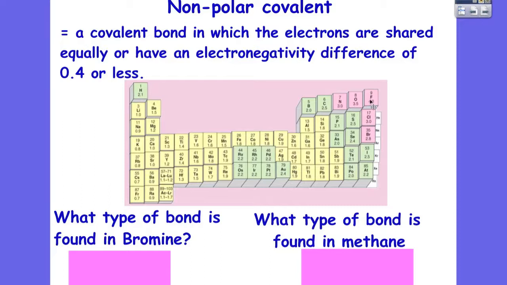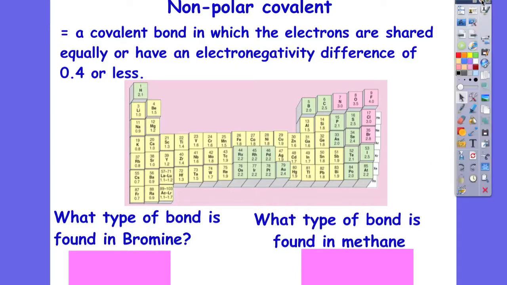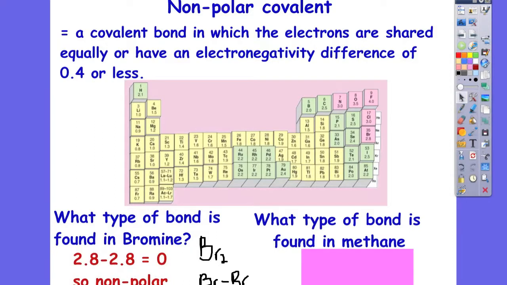Bromine. Bromine is found here. So remember the make 7 including hydrogen. When they're by themselves, they form a gas. So bromine gas, Br2, is just Br with bromine. For the bond between them, we look at the electronegativity for bromine, which is 2.8 minus 2.8. So that's going to give us 0. So this is a nonpolar compound.